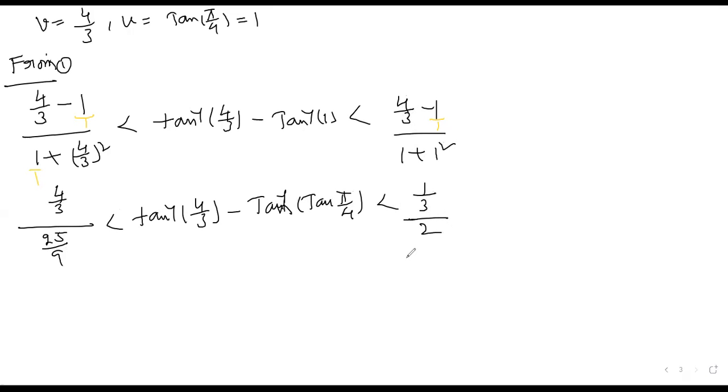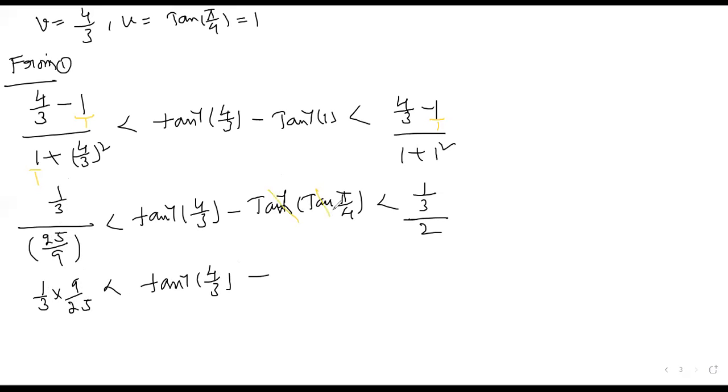Sir, on the left side, also 4 by 3 minus 1 is 1 by 3. Yes, thank you. 1 by 3, not 4 by 3. Yes, you are right. So here the fraction in the denominator should be reciprocal. If it is reciprocal, you can write 1 by 3 into 9 by 25, which is less than tan inverse of 4 by 3 minus tan inverse 1.